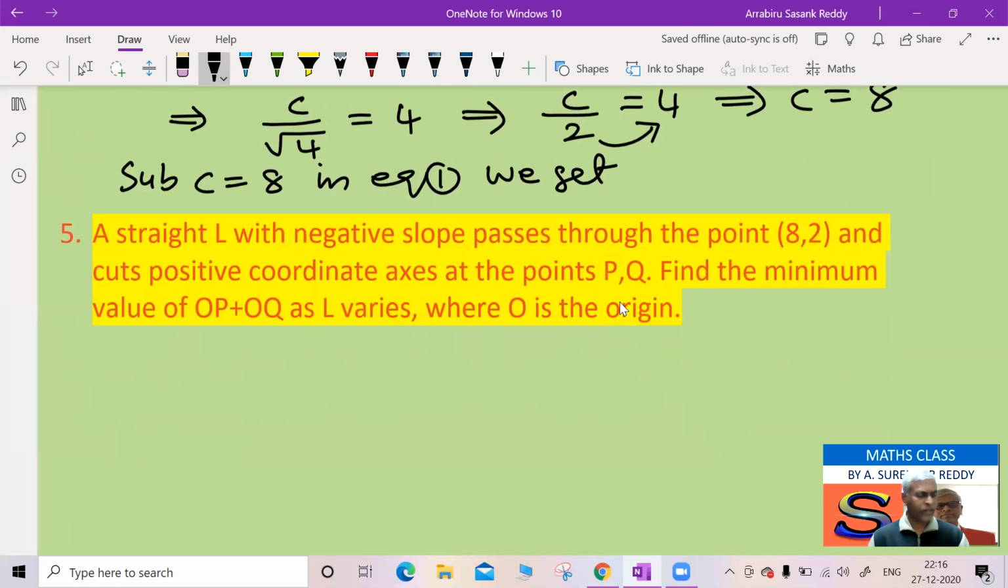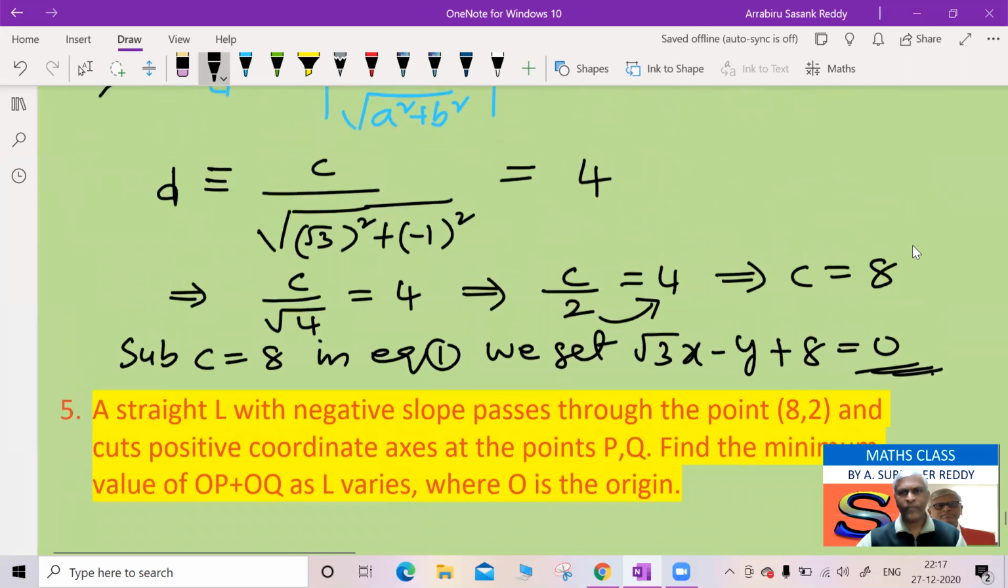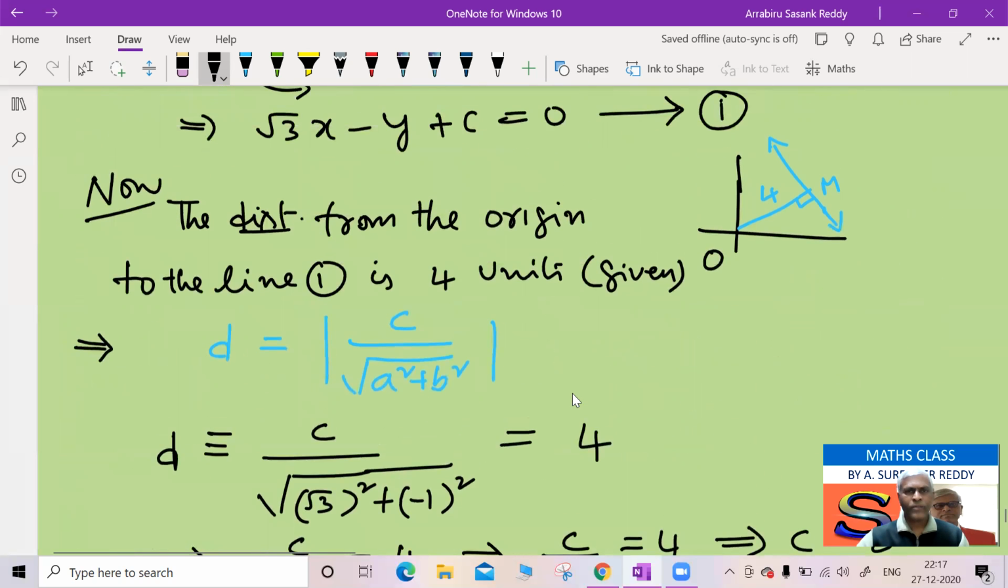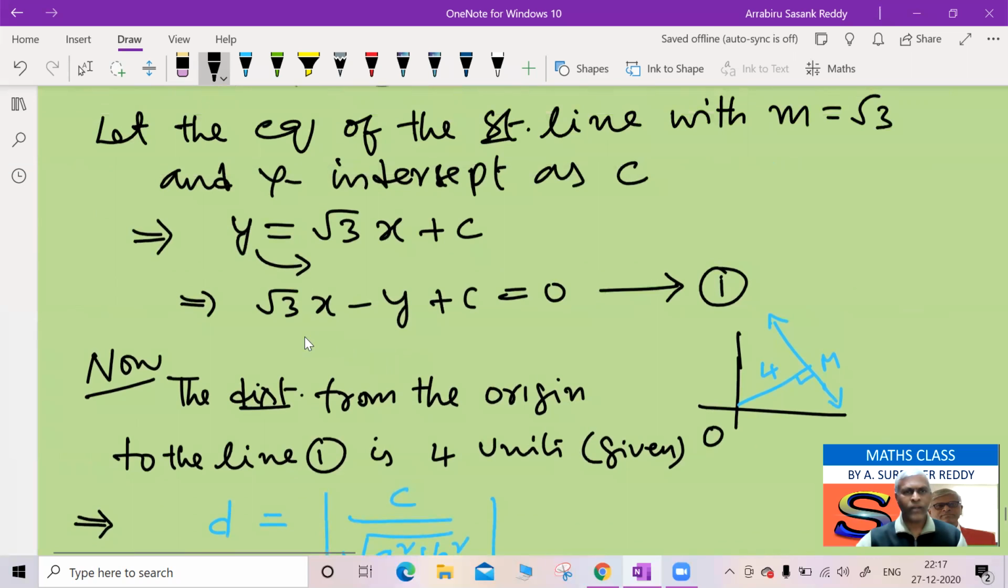Root 3x minus y plus c, the c value is 8, is equal to 0. This is the required equation, root 3x minus y plus 8. So this is the c value. Substituting again in equation 1, root 3x minus y plus c, so c value is 8. This is the required equation.